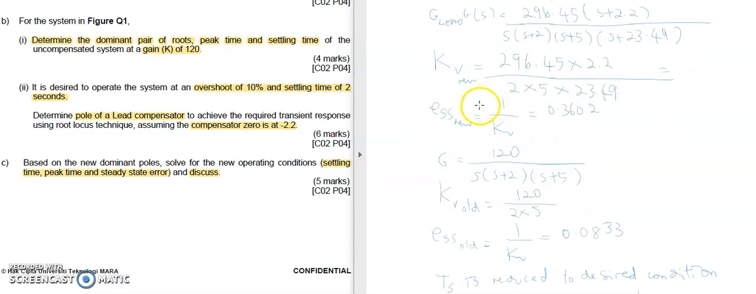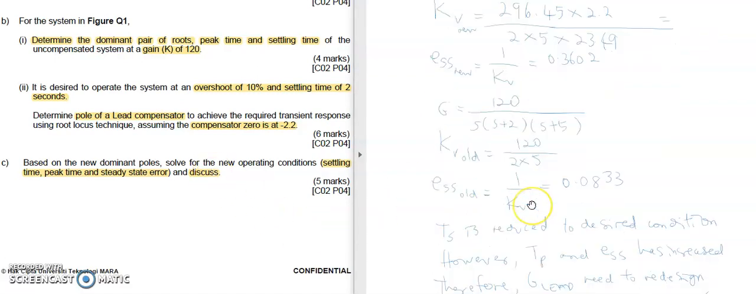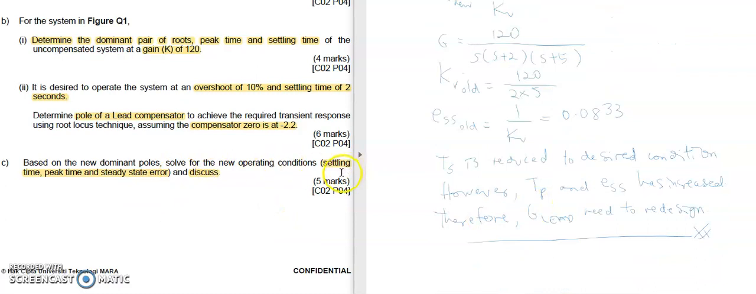This is the new steady state error, and then back to the original transfer function, the uncompensated transfer function. You also need to calculate the steady state error using the gain given in question B1. So you have the old steady state error value and the new steady state error value. Then only you can discuss. You need to discuss based on these three parameters: setting time, peak time, and steady state error. Compare the old value and the new value. So this is how you discuss.